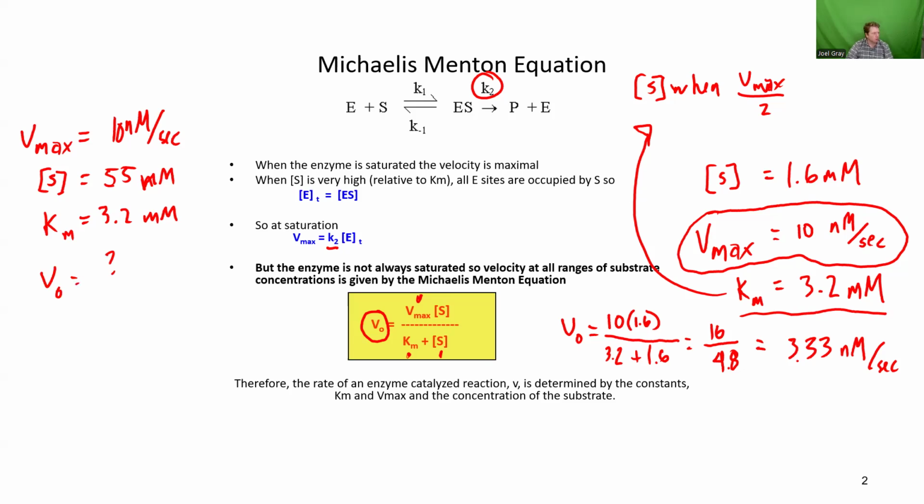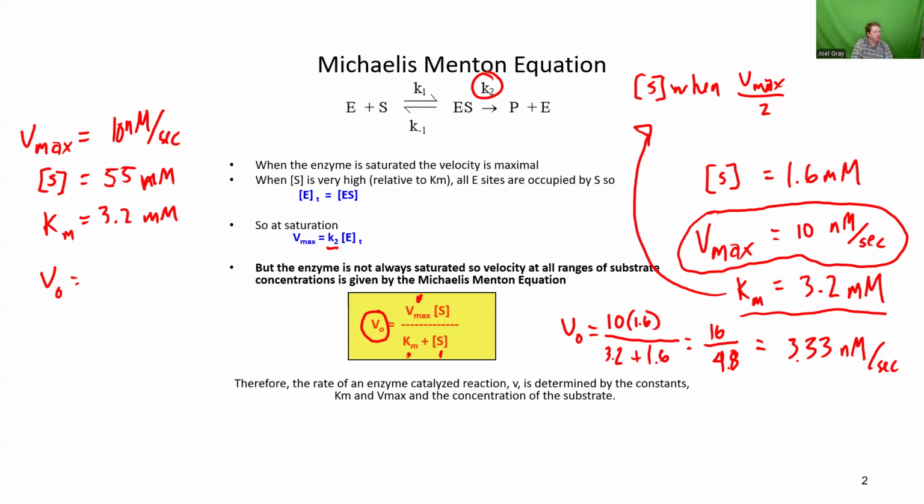Well, let's see. 3.2 millimolar is the Km. The substrate concentration that we provided is 55. So that's more than 10 times what the enzyme needs to be at half of Vmax. Now let's see how this shakes out in terms of the enzyme's initial velocity.